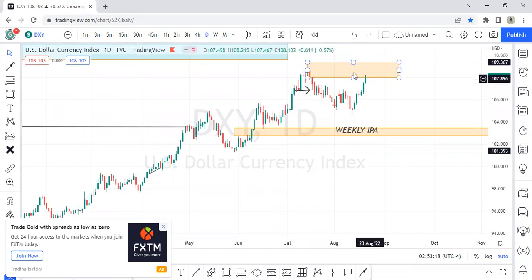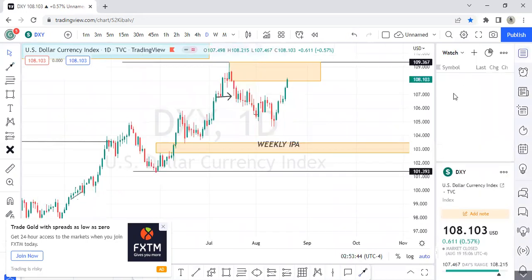So if this holds and price goes lower, then we should expect a weak dollar this week, right? So we expect the market to drop from here down to this imbalance. We're targeting this low first and then this weekly imbalance for the overall move, right? So let us see if that is going to hold. So with this knowledge, we should now expect other pairs to drop this week, right?